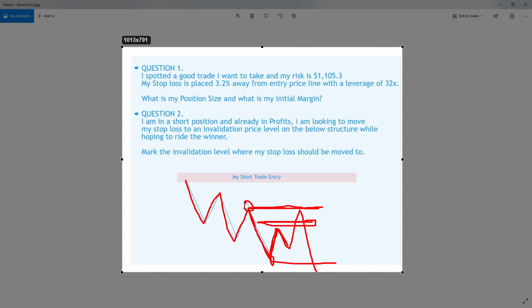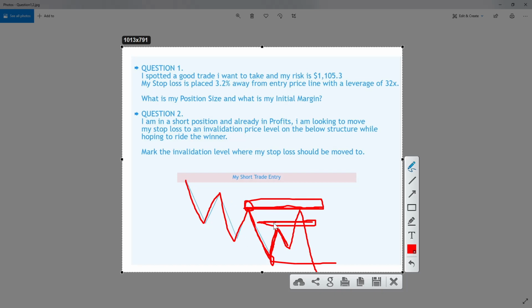So this is the invalidation level here. This is the invalidation level, not this. If you place your stop above here, you can easily be taken out because you don't know if price will complete the ABC retracement and not take out this high. But the moment it takes out this high, then the market is definitely reversing.